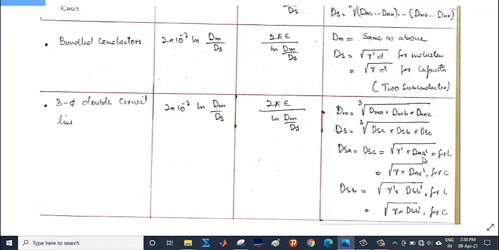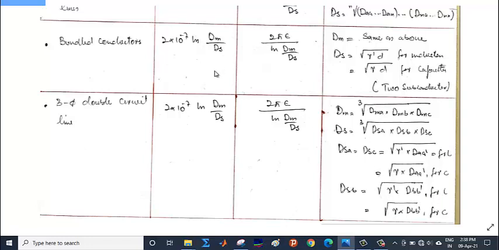It is the square root of r' into daa' for inductance, and for capacitance it will be r into daa', because there will be no r'. dsb will be equal to the square root of r' into dbb' for inductance, and for capacitance it will be equal to r into dbb'.